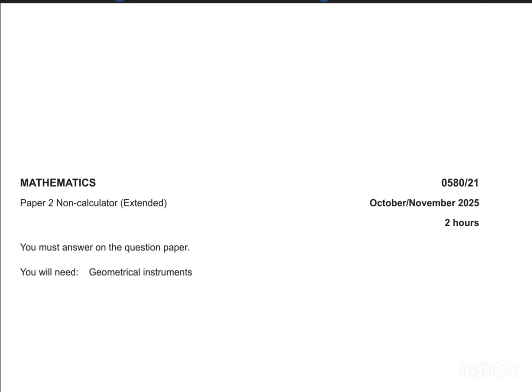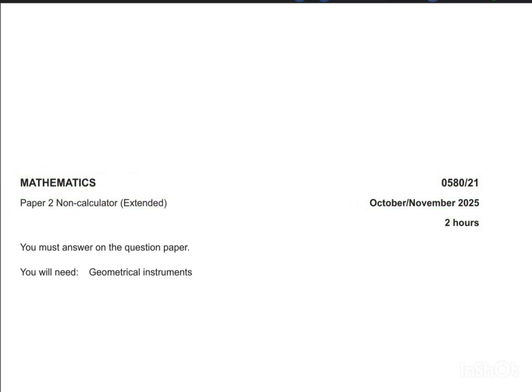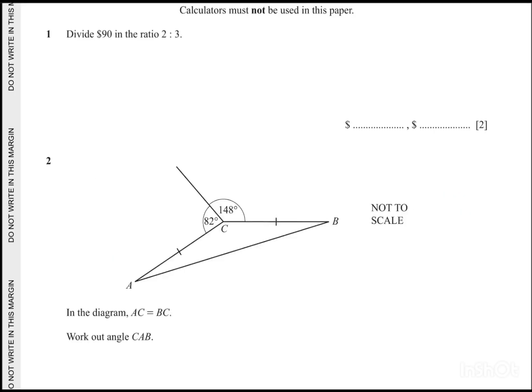In this video, I am going to explain Cambridge IGCSE Mathematics Paper 2. It's a non-calculator paper, extended paper, 058021, October-November 2025. The duration of this paper is 2 hours. Let me start. Calculators must not be used in this paper.